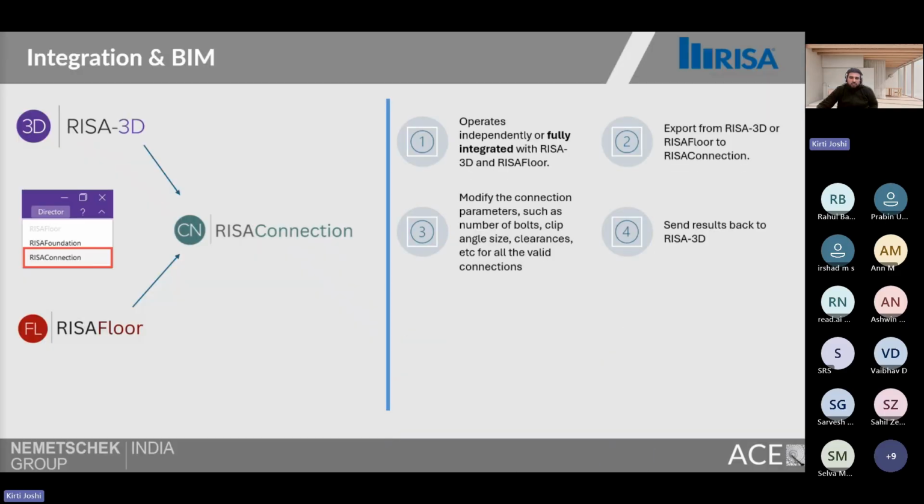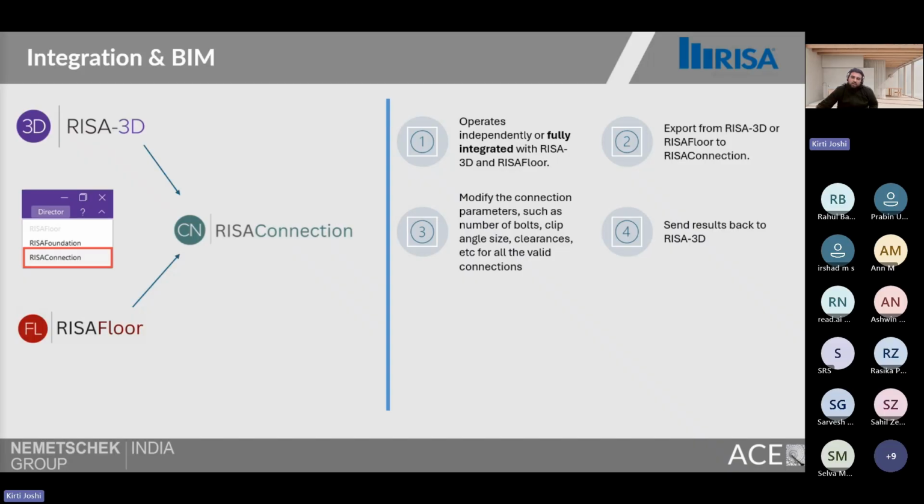So the next is RISA Connection. It is still a steel connection design software, but it operates independently, as we see, or fully integrated with RISA 3D and RISA Floor. For example, you can export your structure model from RISA 3D or RISA Floor if you are an existing RISA user. Then you can directly integrate into RISA Connection and perform a connection design.